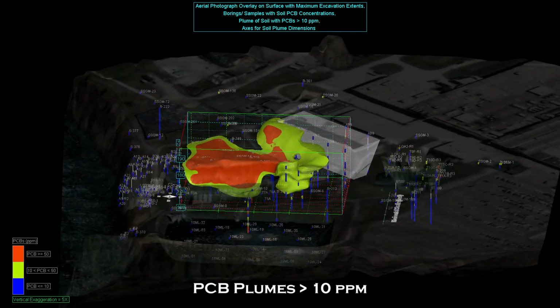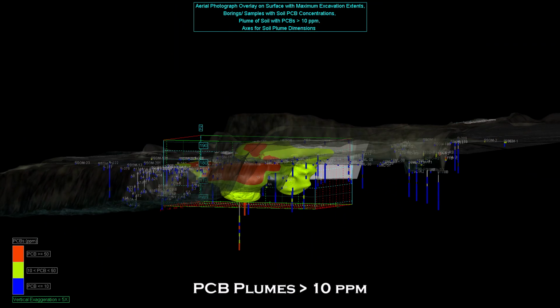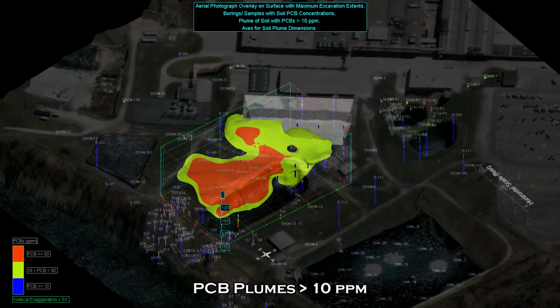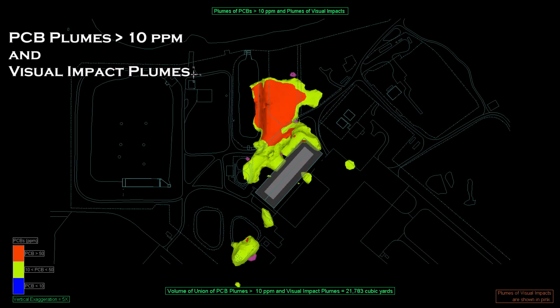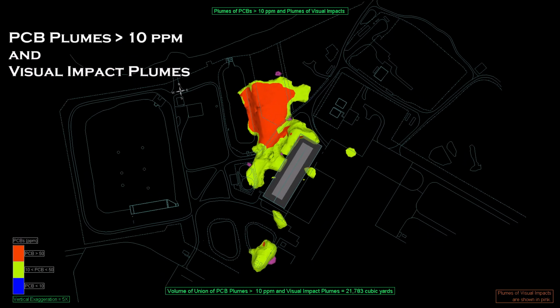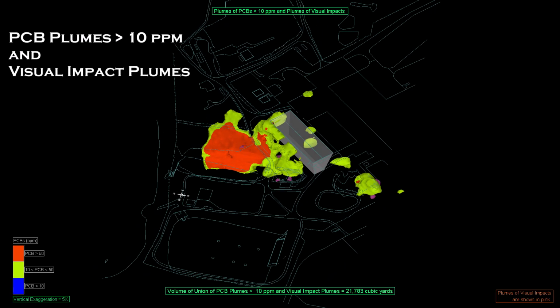PCB concentrations were kriged from analytical data and visualized against risk-based thresholds, while lithologic controls on contaminant migration were analyzed through cross-sectional slicing. The union of PCB plumes exceeding 10 ppm and visual oil impact plumes defined the excavation envelope.